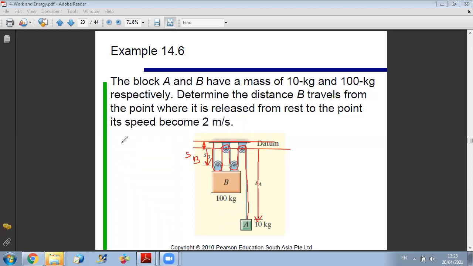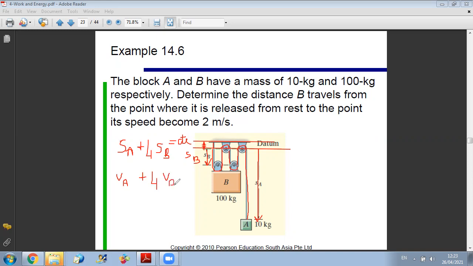So we can write for the chord that SA plus 4SB equals constant. And now we are ready to derive. This relation gives you VA plus 4VB equals 0. It also gives you a relation between displacements.